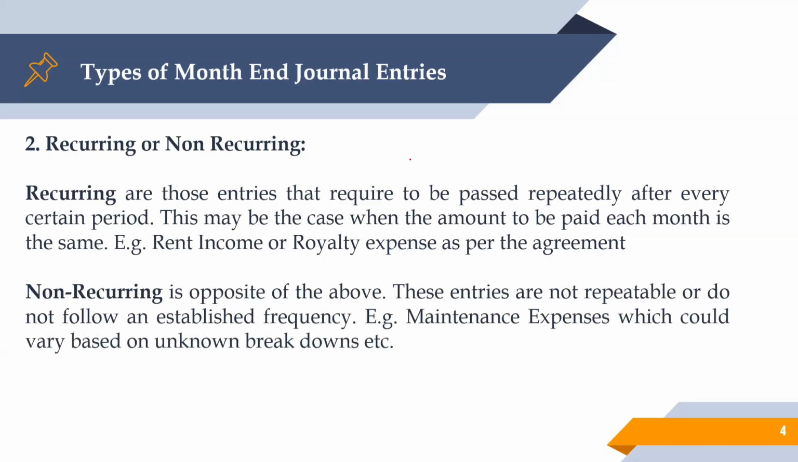Non-recurring is the opposite of the above. These entries are not repeatable or do not follow an established frequency. Example, maintenance expenses, which could vary based on unknown breakdowns, etc. So that's a non-recurring journal entry. One is recurring, which we have to take every month or within a certain period, and the second is non-recurring, that's the ad hoc journal entries.